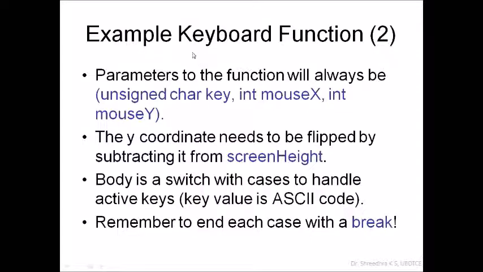Now we'll elaborate how to use the keyboard function in your program. The parameters are an unsigned char key, and mouse X and mouse Y. Note this, the variable should be unsigned. The key is a character, its ASCII value is returned, along with the mouse X and mouse Y variables. The Y coordinate should be flipped with respect to screen height. In the body, the switch catches the ASCII value. And remember, you are using a switch statement, so use break whenever you require to take control over your program.